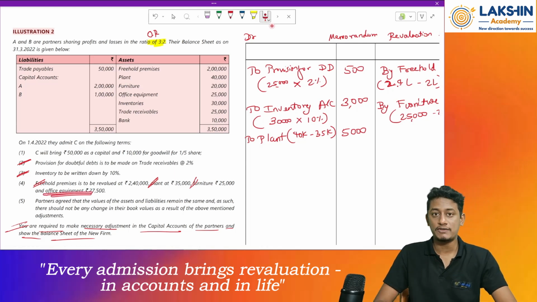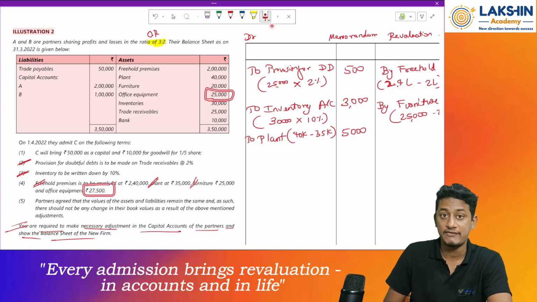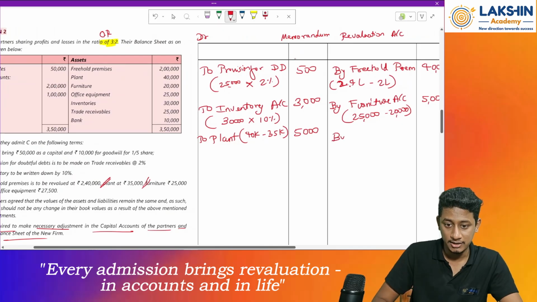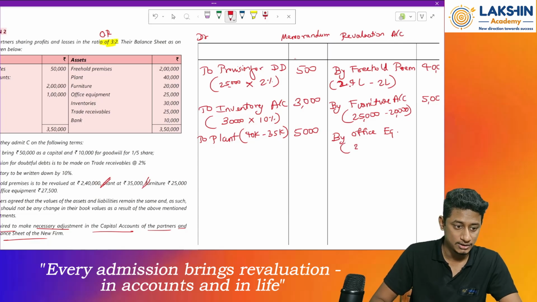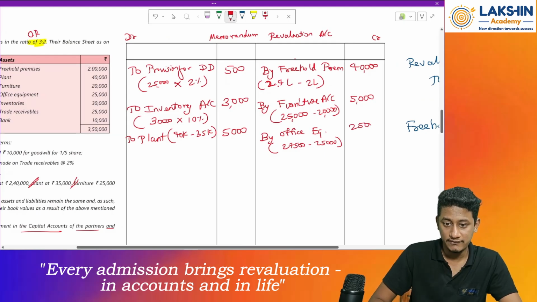Office equipments rupees 27,500. So what was the old value? Rupees 25,000. But what is the new value? Rupees 27,500. So now what to do? It's the increase. So again, by office equipments rupees 27,500 minus rupees 25,000. How much is the value? Rupees 2,500 is the value over here.